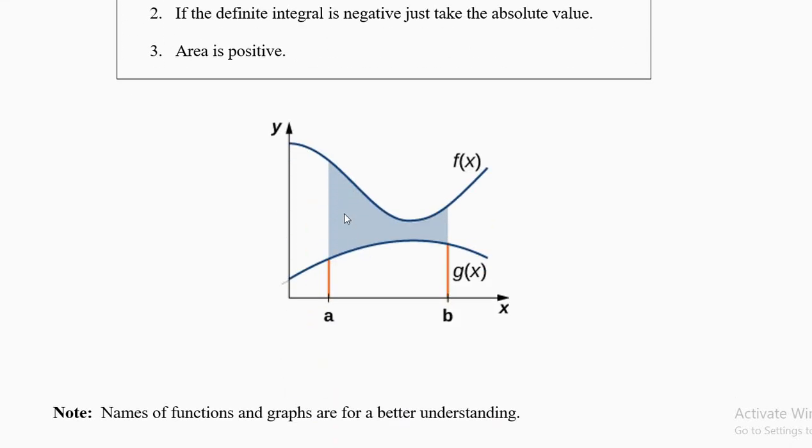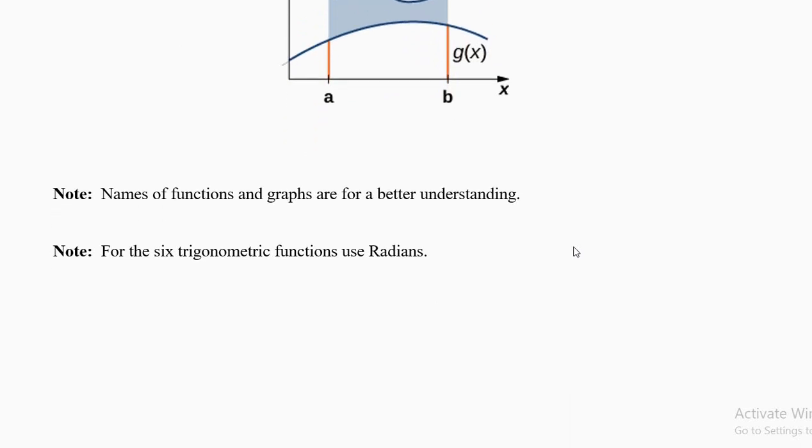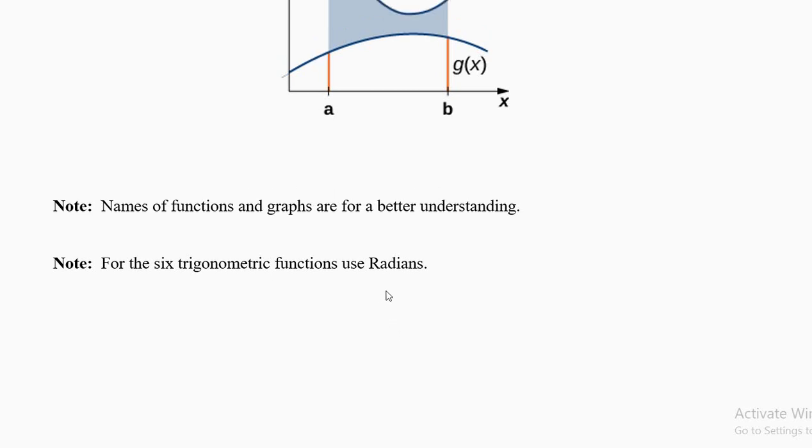Now your diagram is like this. The greater function is f, the smaller function is g, and the area will be positive if you do f − g. By mistake, if you do g − f, then the integral will be negative with the same magnitude, and you remove the minus sign by hand. We'll do examples in both the cases. Now for the 6 trigonometric functions, you have to use radians, not degrees and not any other unit. So use your calculator very carefully when you are doing calculations for trigonometric functions. You have to use radians and nothing else.